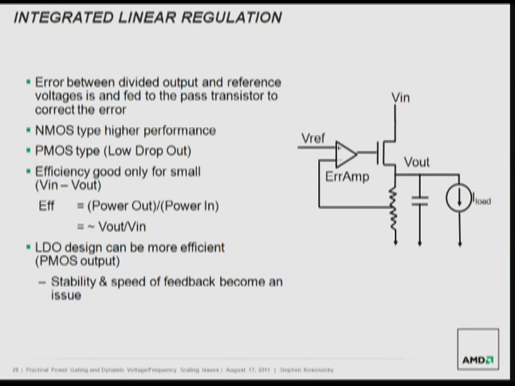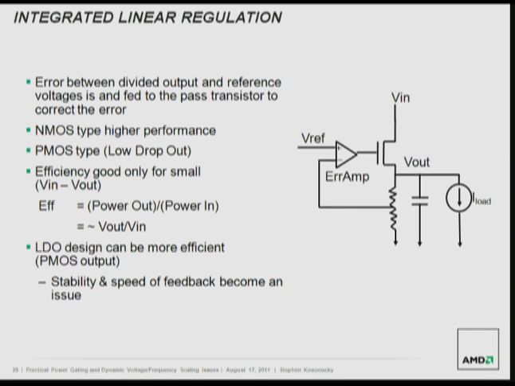If you look at linear regulators, basically they work, the error is divided between the output and reference voltage, and it's fed back to a pass transistor to correct the error. And the transistor could either be an NMOS type for higher performance, so it's kind of a source follower output, or a PMOS, low dropout. The efficiency is really only good for small Vin minus Vout, where the efficiency is roughly equal to the output voltage divided by the input voltage.